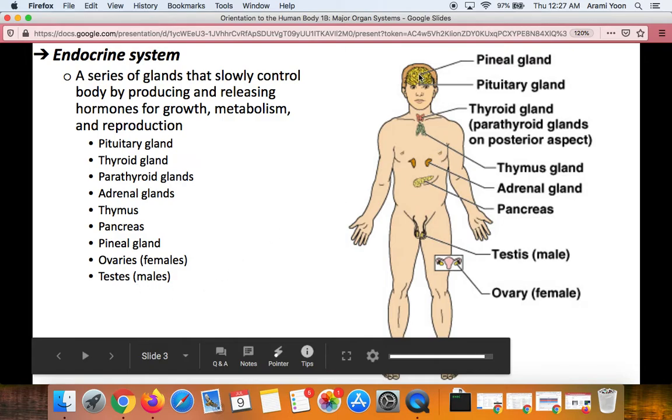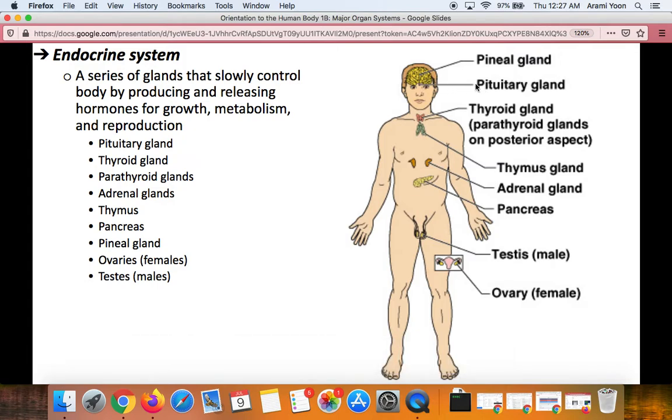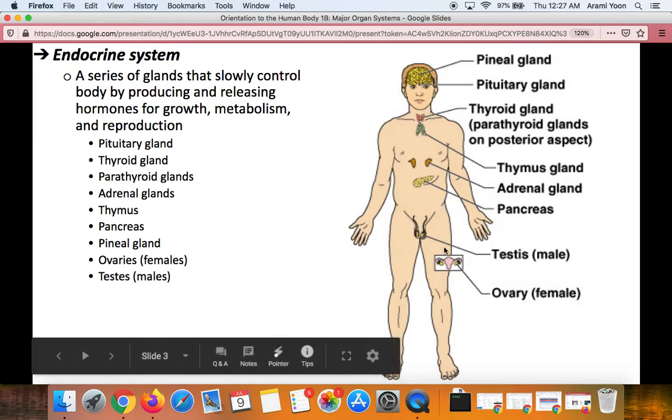You have the pineal gland, which is found deep within the brain. You have the pituitary gland, which kind of hangs down from a part of the brain. You have the thyroid gland, the thymus gland, the adrenal glands on the tops of your kidneys, the pancreas. If you're male, you also have testes, and if you're female, you have ovaries.